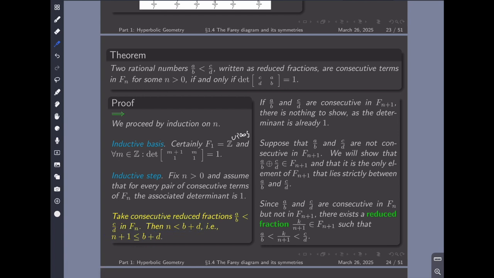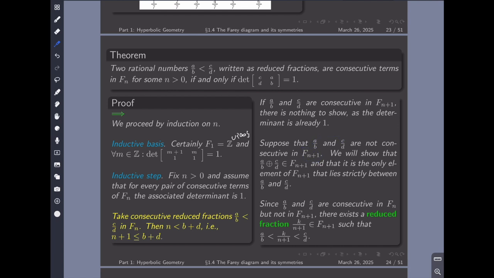Okay, and now I have two cases. Either my two given consecutive terms of Fn remain consecutive in Fn plus 1, or they don't. If they do, then I already know that the determinant is 1, so I have nothing to prove. Otherwise, if they are not consecutive in Fn plus 1, there is someone in Fn plus 1 in between them.